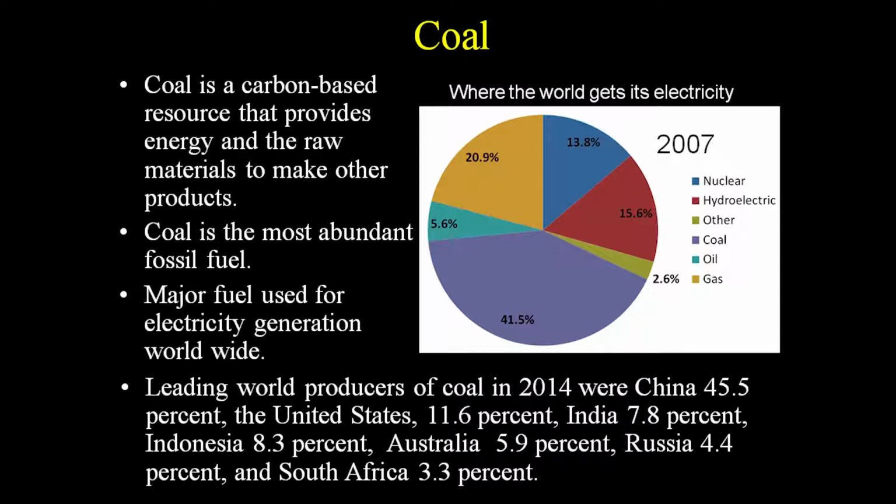Leading world producers of coal in 2014 were China at 45.5%, the United States at 11.6%, India at 7.8%, Indonesia at 8.3%, Australia at 5.9%, Russia at 4.4%, and South Africa at 3.3%. And again, in this chart, you can see where the world gets its electricity from.